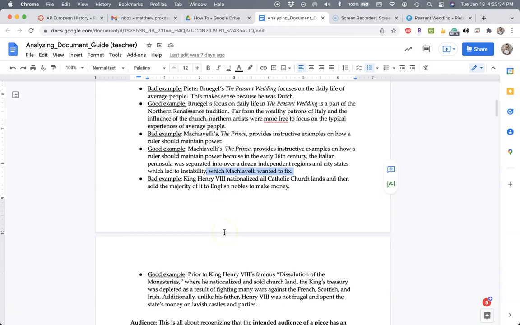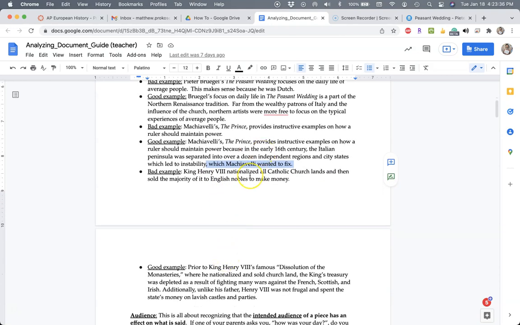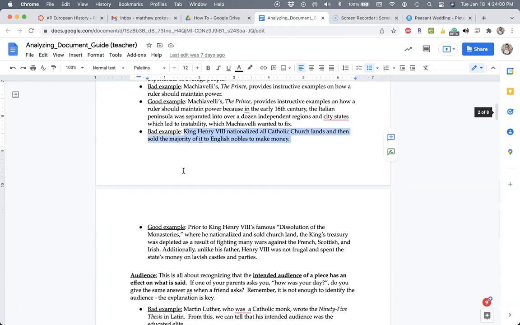Okay. Last example for context. We'll talk about Henry VIII. So King Henry VIII nationalized all Catholic Church lands and then sold the majority of it to English nobles to make money. Is that true? Absolutely is. Does that work? No. So this student, by student I mean me, has only identified or summarized the issue. It is not talking about the why or anything of that nature.